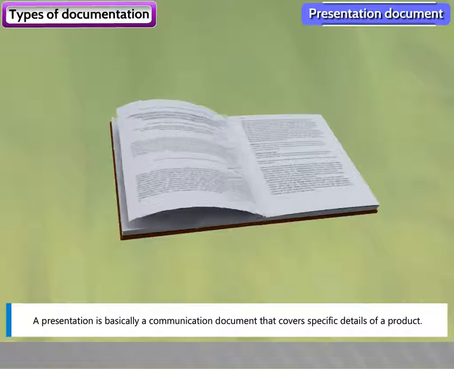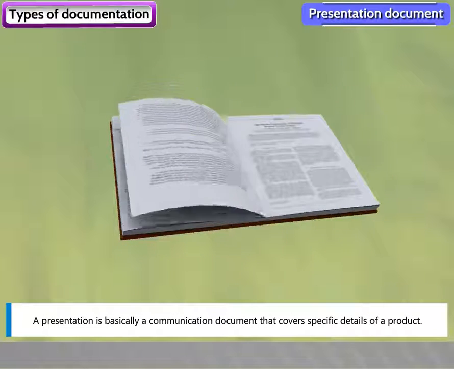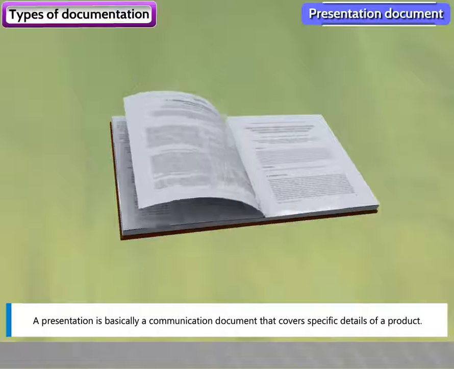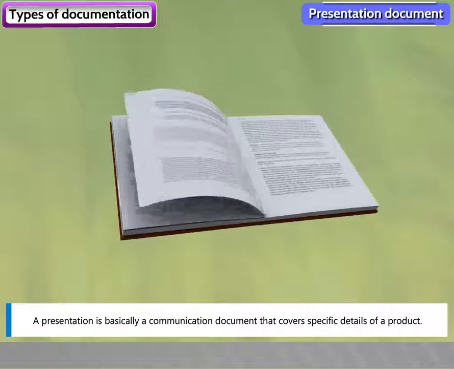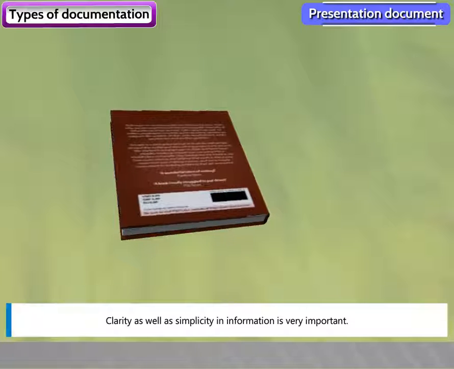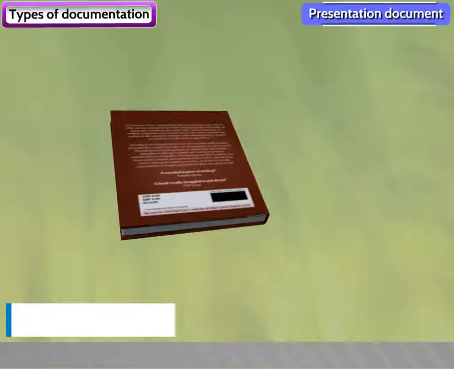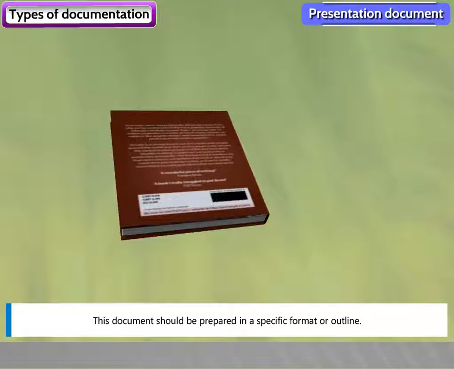Presentation document. A presentation is basically a communication document that covers specific details of a product. Clarity as well as simplicity in information is very important. This document should be prepared in a specific format or outline. Manual.